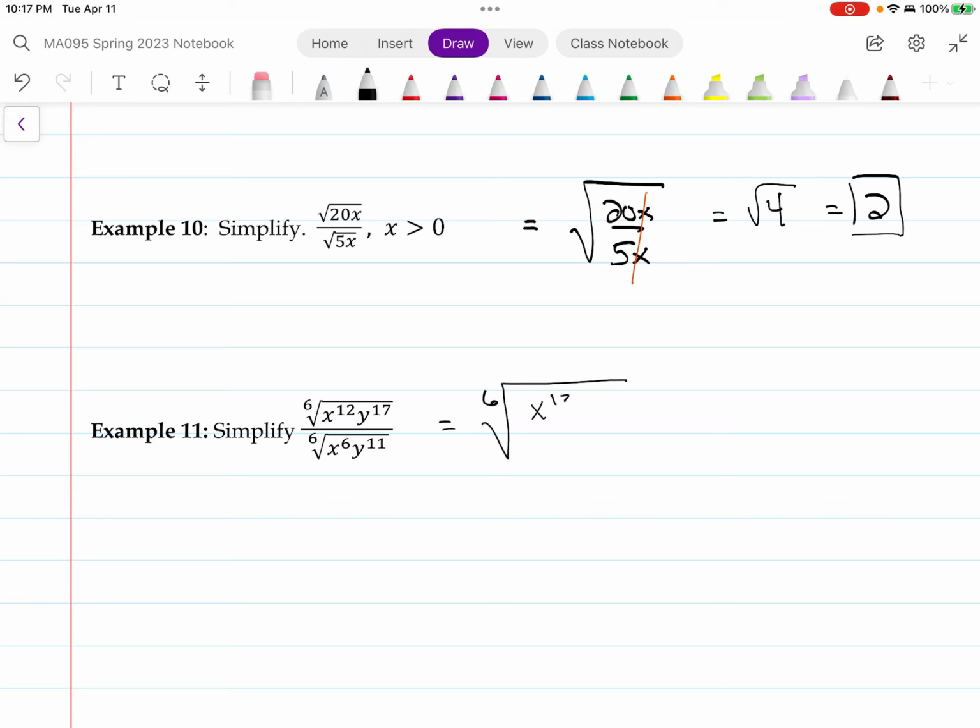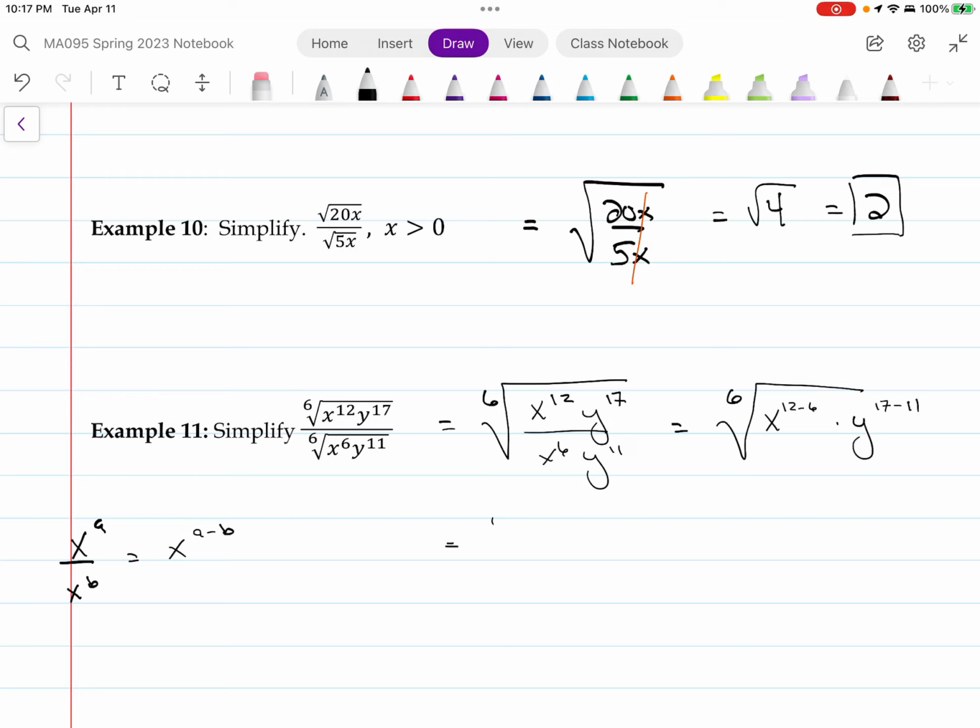So I've got x to the 12th, y to the 17, over x to the 6th, y to the 11th. So now remember, x to the a over x to the b is x to the a minus b. You subtract them. So I'm going to get the 6th root of x to the 12 minus 6 times y to the 17 minus 11. So the 6th root of x to the 6th, y to the 6th. Look at that. That is xy.